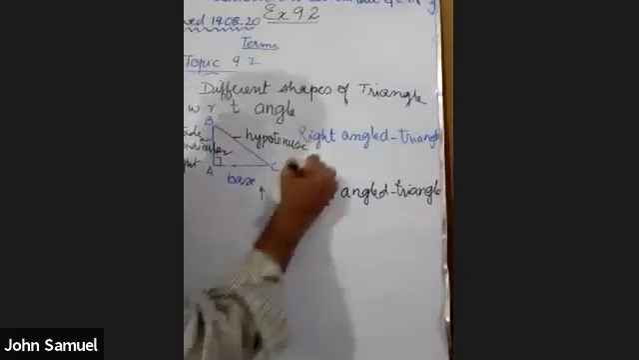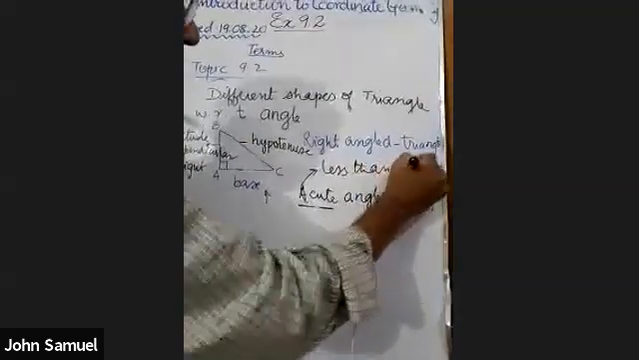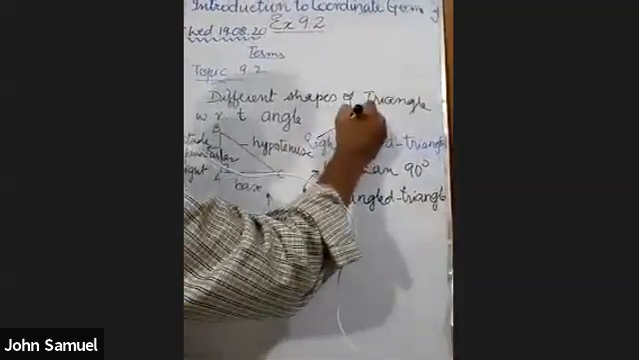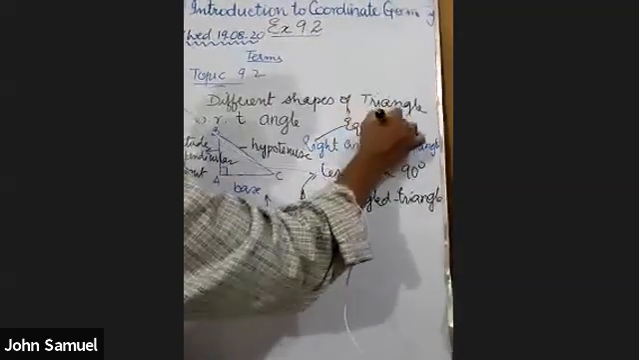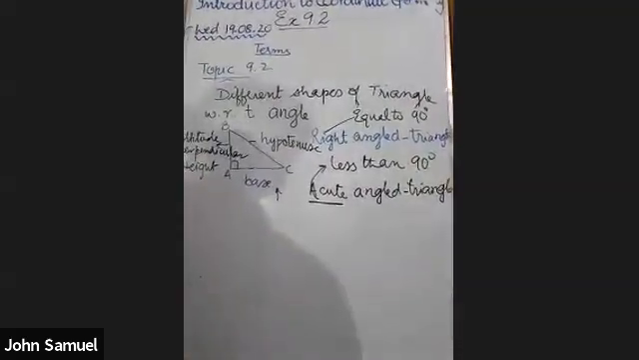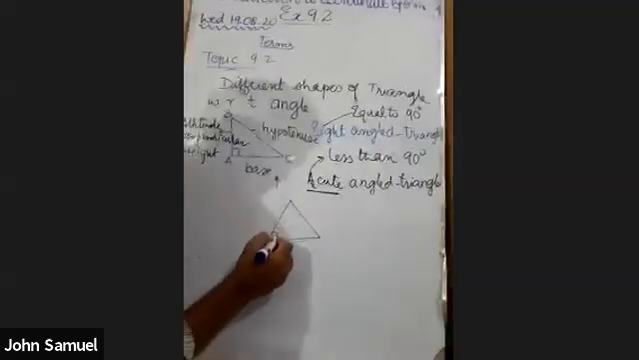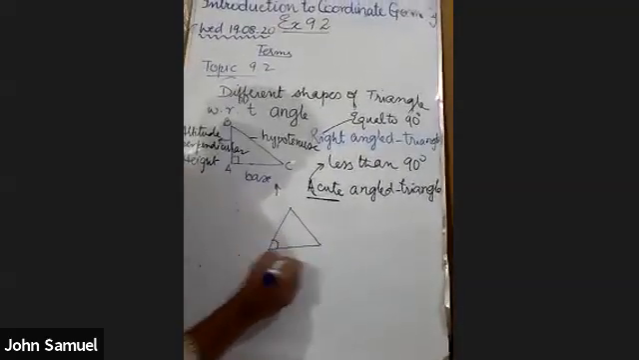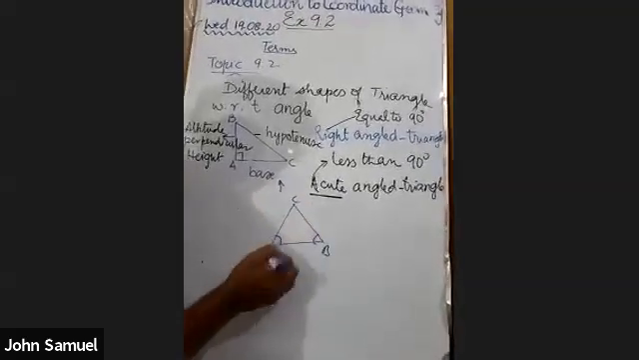Acute means less than 90 degrees. Right means equal to 90 degrees. We can draw it like this way. Now if you look carefully at this triangle, this angle is less than 90 degrees. A, B or C, this is also less than 90 degrees.